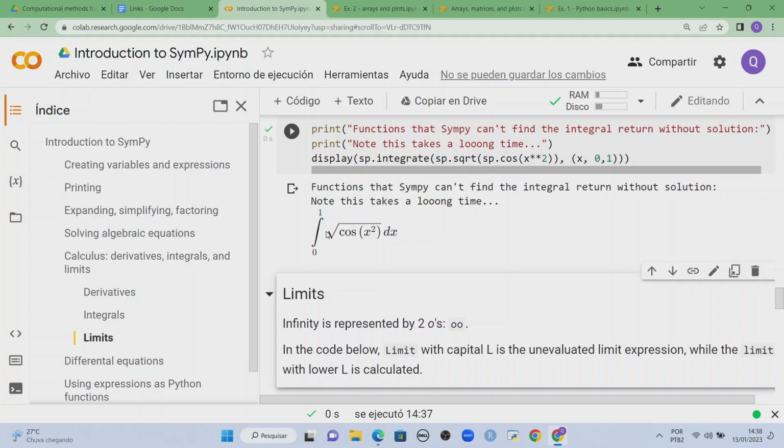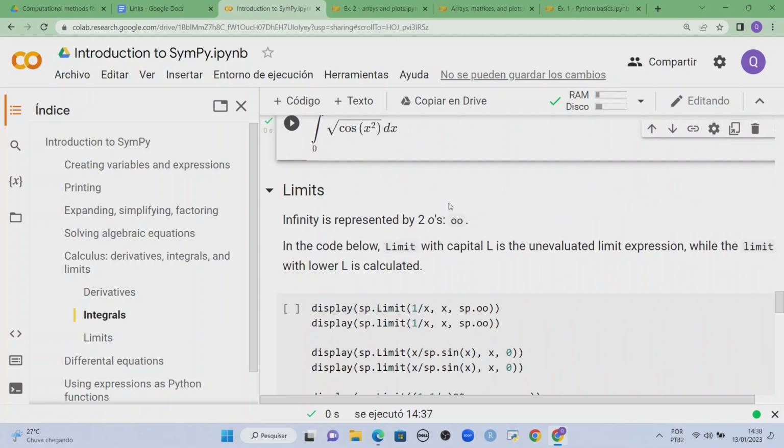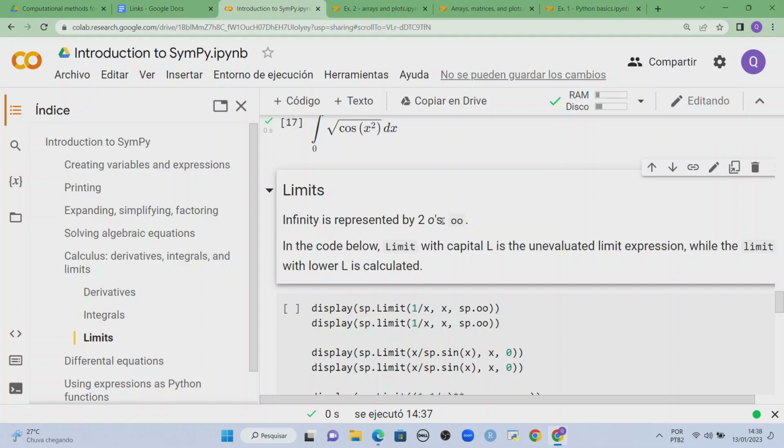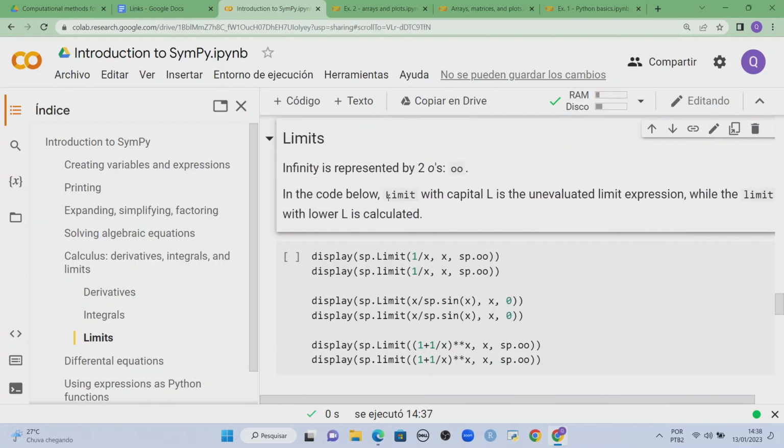Okay, so limits now. One thing to note is that infinity is represented by OO, two O's. So this is infinity. And here I use this other function, L, the limit with a capital L. This is an unevaluated limit, just to be able to express this more easily.